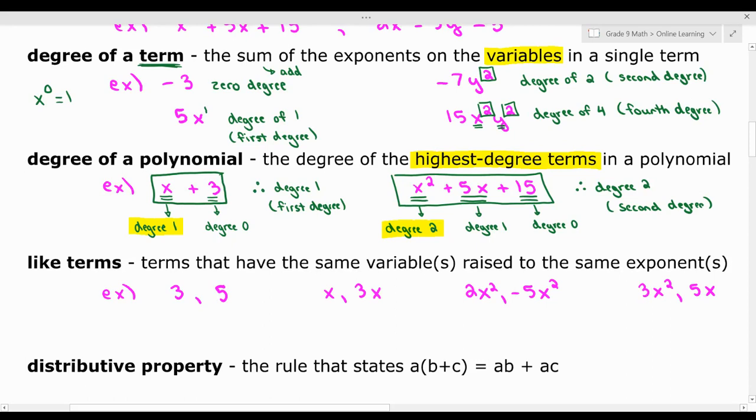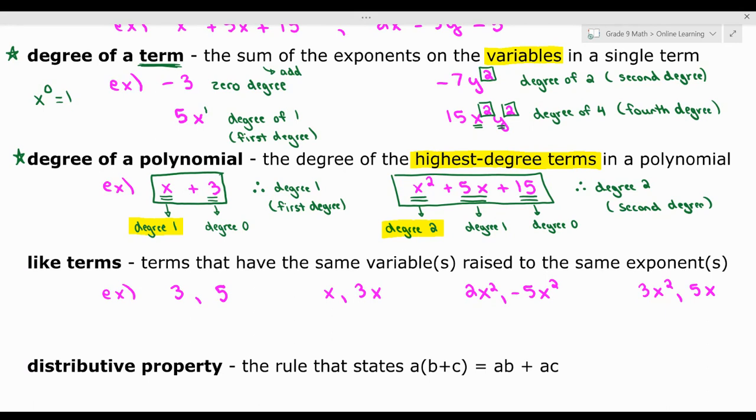All right, so these 2 pieces here, degree of a term, degree of a polynomial, really, really, really important. So if you're unsure about either of these, please send me a quick email and I will help you with some additional examples. Okay, because it's really, really important to know as we head on to the grade 10 math.